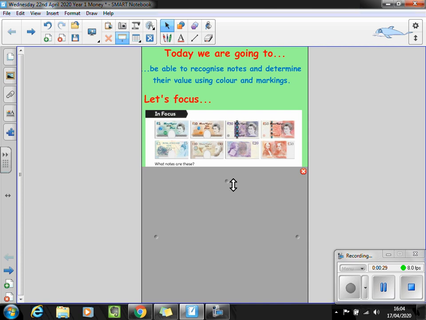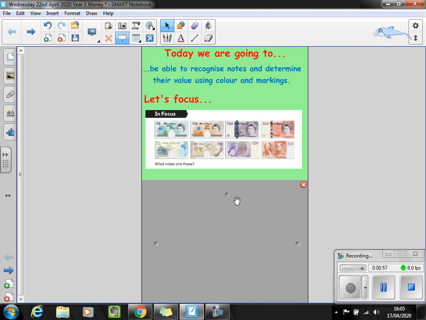Have a look at the pictures, children. Can you tell me what notes these are? Pause the film if you need time to look more closely. How could you use what you have already learnt about coins to help you talk about the notes? Can you see any similarities? Can you see any big differences between the notes and the coins you've already learnt about?